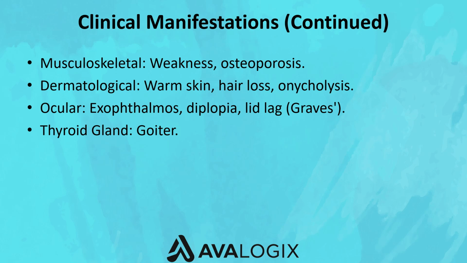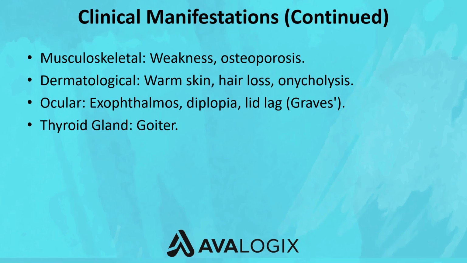Ocular signs, especially important in Graves' disease, include exophthalmos or bulging eyes due to inflammation behind the eye. This can cause double vision, eye irritation, and a visible stare. You may also notice lid lag or lid retraction, hallmarks during clinical examination. Finally, the thyroid gland itself is usually enlarged, forming a goiter, either diffuse in Graves' disease or nodular in conditions like toxic adenoma or multinodular goiter.